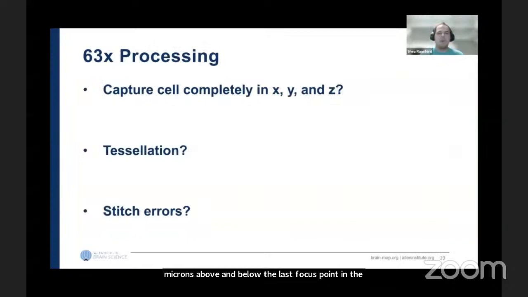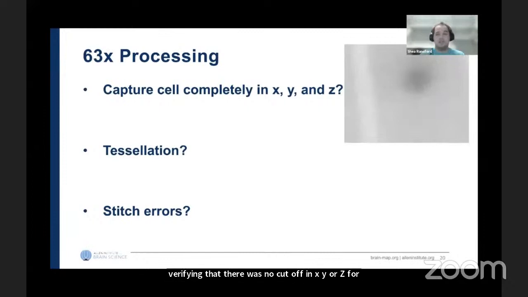Once we upload these images to LIMS, we then check that there were no issues during acquisition or even during processing. Some of the main things we look for are verifying that there was no cutoff in X, Y, or Z. For example, here's the top plane of an example cell where you can still see part of the axon in focus, and I've just highlighted that for you.